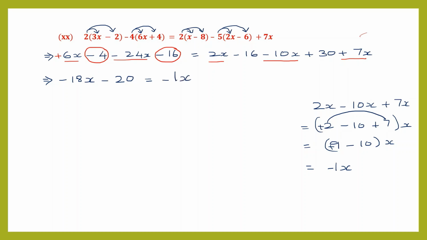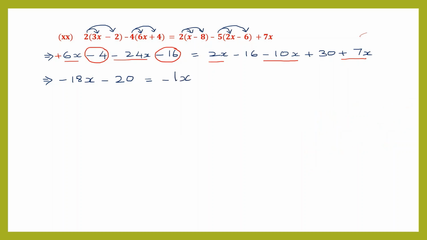Now let's look at the numbers. So we have minus 16 and we have plus 30. Signs are different. So we have to put the sign of the bigger number and subtract. So 30 minus 16. So this is 2. 10 minus 6 is 4. 2 minus 1 is 1. So that is 14.